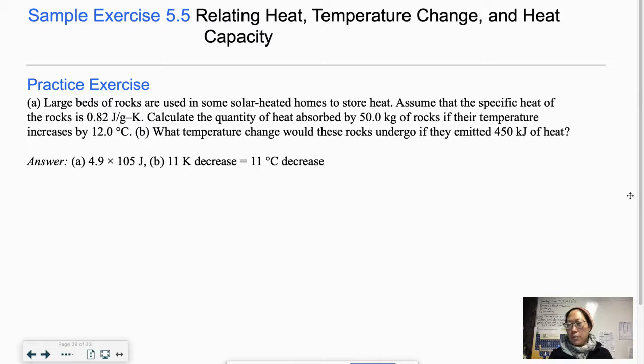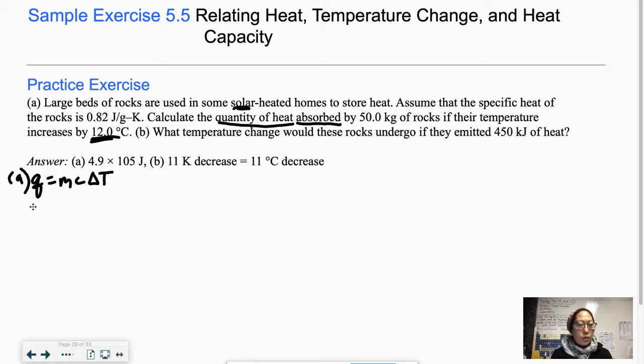So in this problem, we're going to figure out how much energy is necessary to bring it says, quantity of heat absorbed by 50 kilograms of rocks if their temperature goes up 12 degrees. How much heat do these rocks have to absorb from the sun to store the heat? So here we're going to use, again, our Q equals MCΔT equation for A. And Q is our unknown. Calculate the quantity of heat.